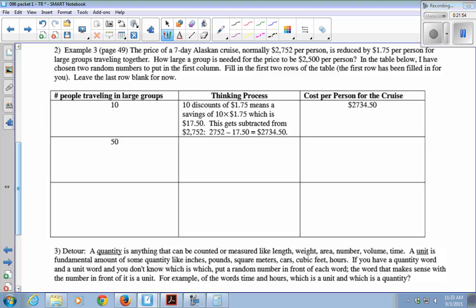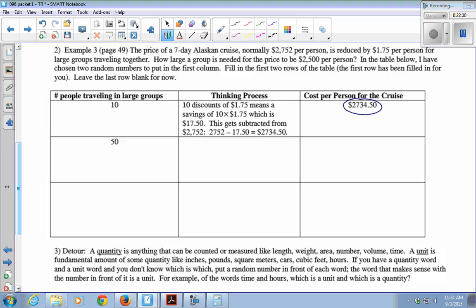So for 10 people, we would say, okay, we get 10 discounts of $1.75. So that means our savings is going to be 10 times $1.75, or $17.50. That gets subtracted from the original price of $2,752. $2,752 minus $17.50 is $2,734.50. So that's our cost per person for the cruise if we had 10 people in our group. That's not low enough, right? We want to get down to $2,500 per person.